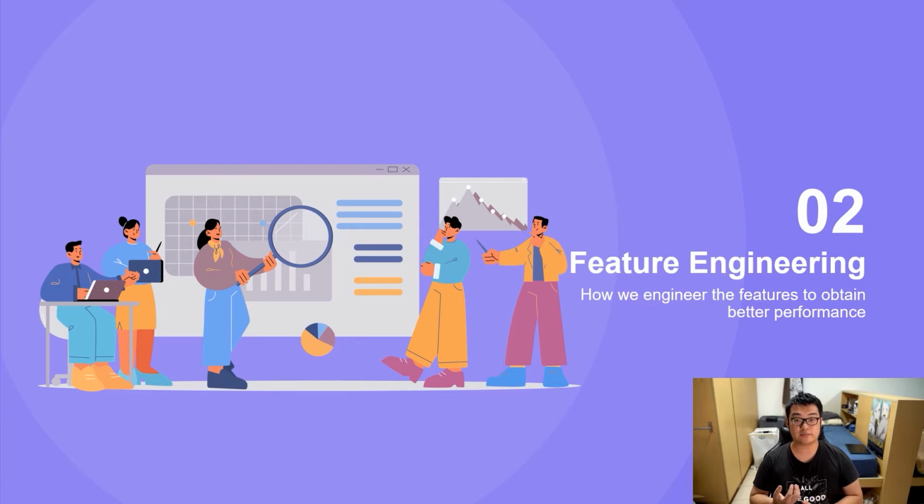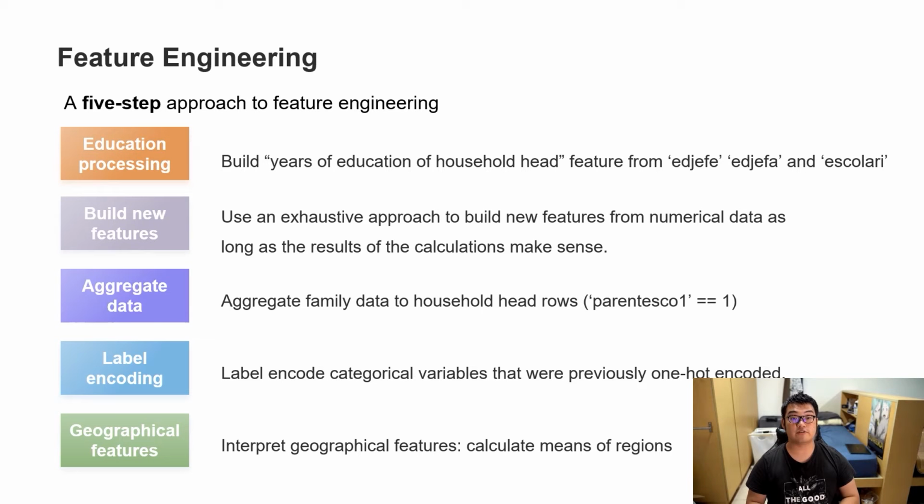Thank you, Ray. Now it is my turn to introduce to you how we engineer the features to obtain better performance. We used a 5-step approach to feature engineering. The 5 steps are education processing, building new features, aggregate data, label encoding, and geographical features. We will introduce the steps one by one in the next slide.